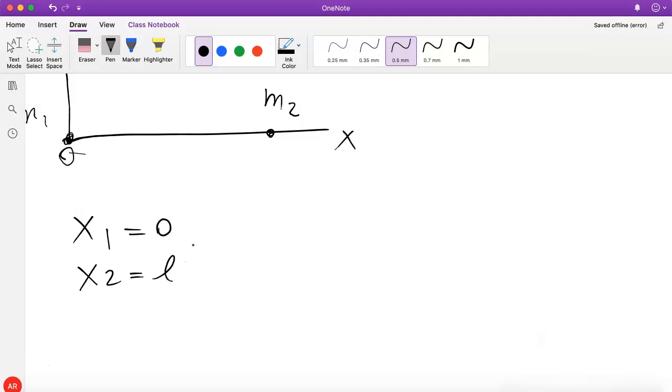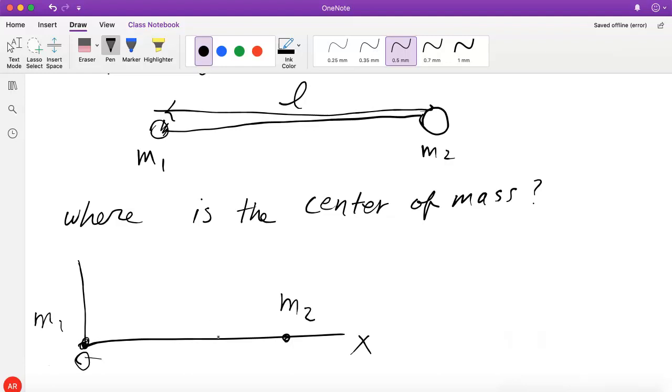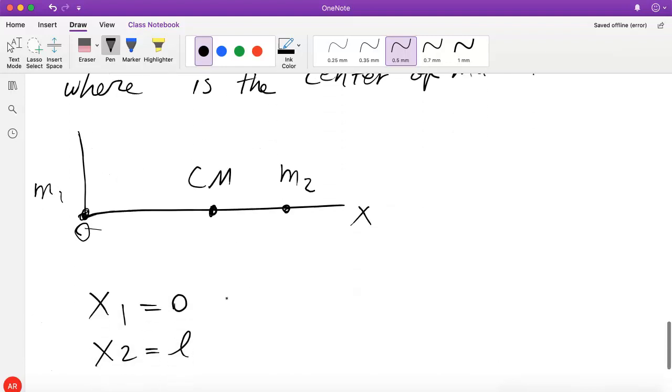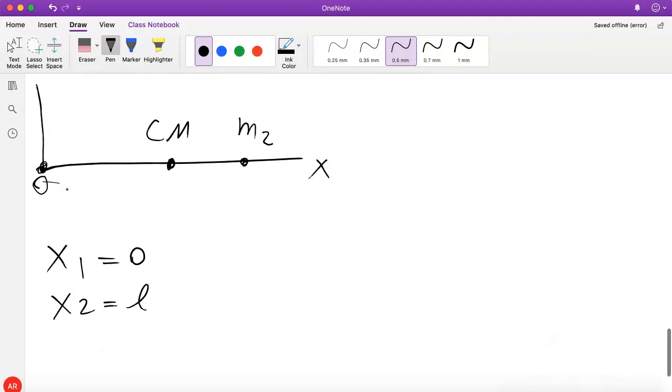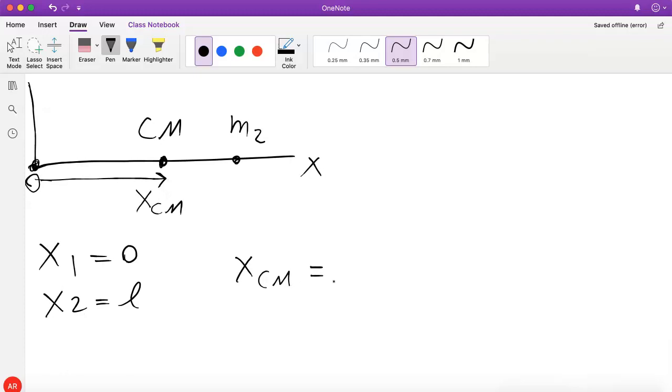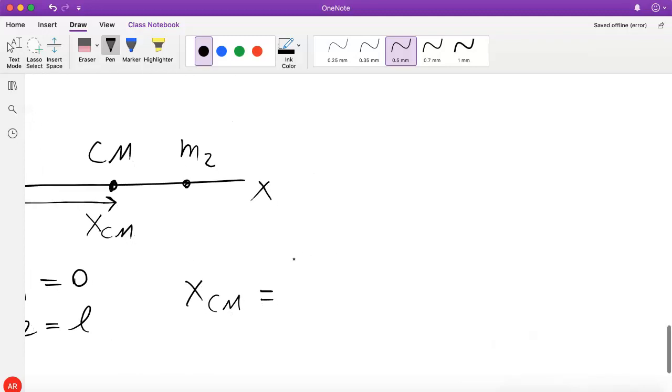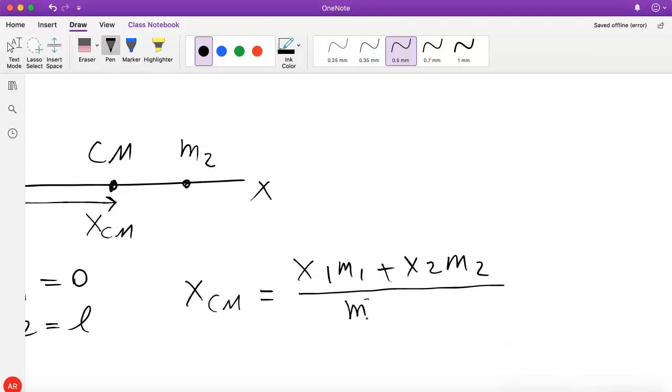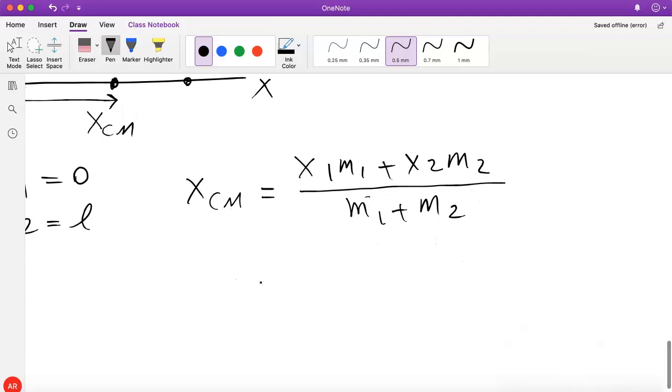Okay, so now the center of mass is going to be somewhere here, so let's say that's my center of mass. The center of mass is a point, right? We're trying to find the coordinates of a point in space. And how do we find it? Let's just give a name to its coordinates. We call it X_cm. And then we can apply our formula. So X_cm is going to be x1 times m1, let me write the general formula, plus x2 times m2, divided by m1 plus m2. So x1 is 0, so that's nothing. x2 is L, so that becomes L m2 over m1 plus m2.